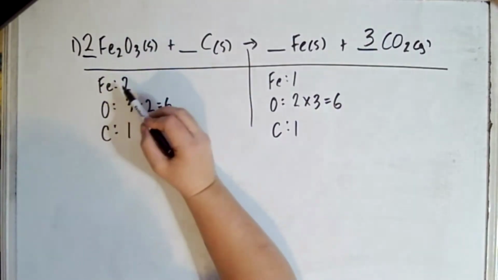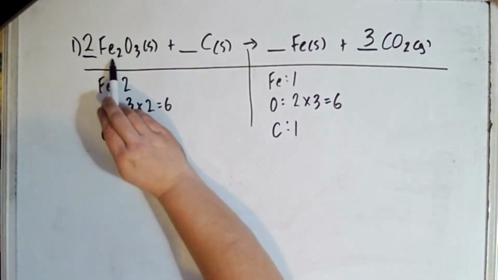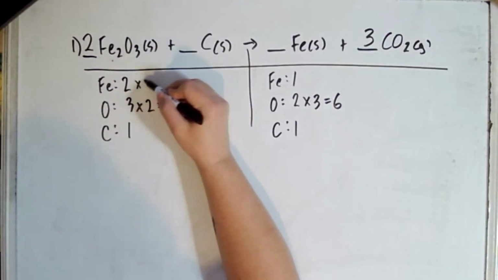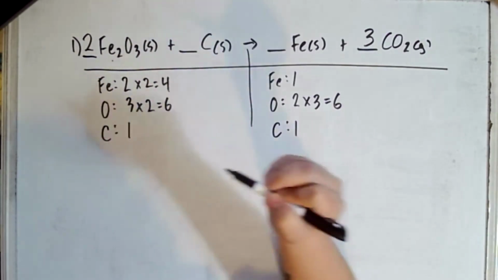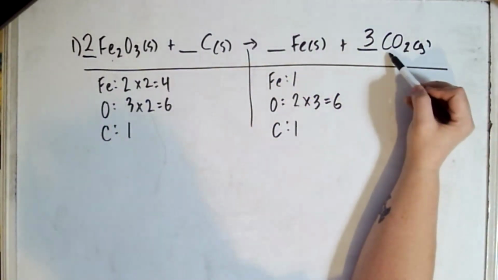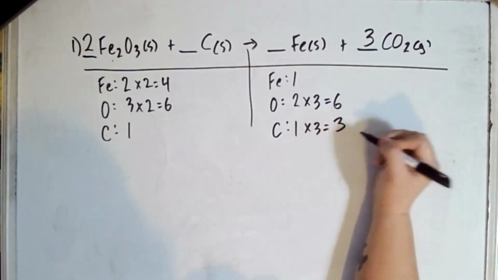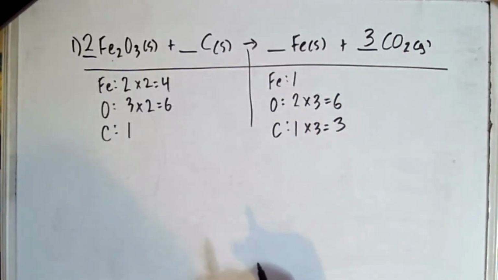Okay. But now I have to look at my other atoms. So the 2 also applies to the iron on my reactant side. So 2 times 2 means I have 4 irons. On my product side, I have to take that 3 and multiply it by my carbon as well, which means I have 3 carbons on my product side.